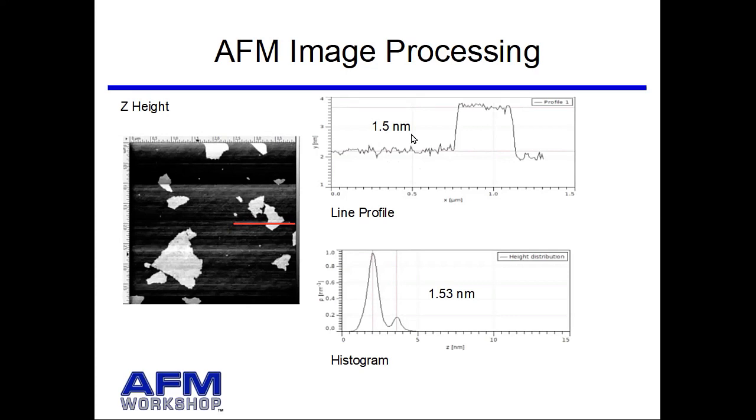Or we can do a histogram measurement, which is shown right here. The histogram measurement takes into account all of the pixels in the image. You can see this is the background, the lower part, the black part in the image. This is the graphene right here, and we got a height of 1.53 nanometers. Again, that takes into account the entire image. The width of these histogram peaks has to do with the variability in the surface roughness of the sample. So you could do either one, depending on which one you feel comfortable with for measuring the height of the material.